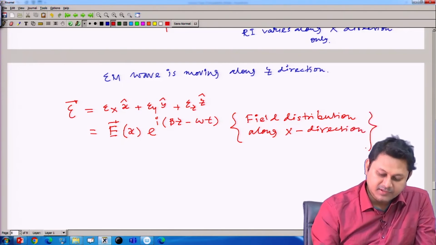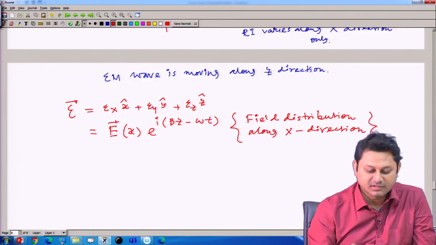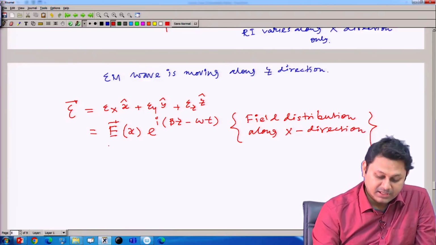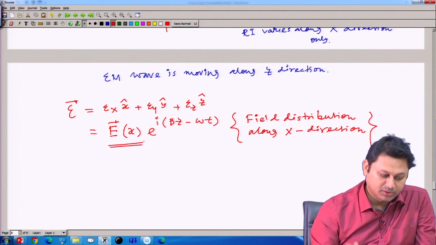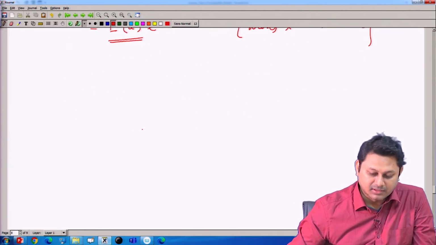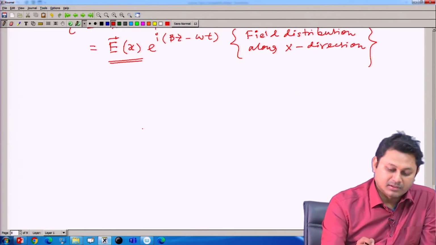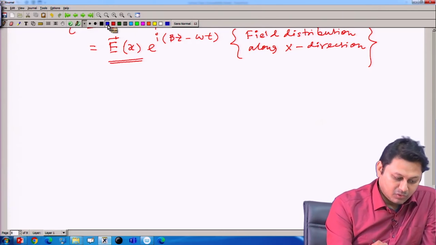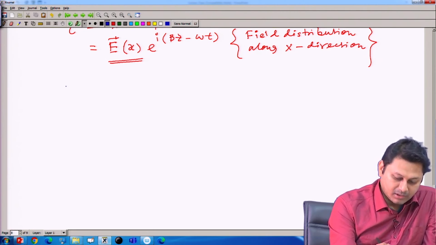So, this is a field distribution along x direction. This is a special geometry for which I considered my electric field is varying along x direction, and I am going to show under which condition I can write that. So, let me write it component wise. How will the component look?